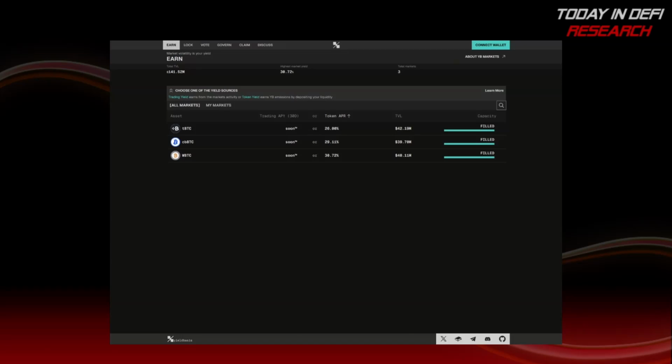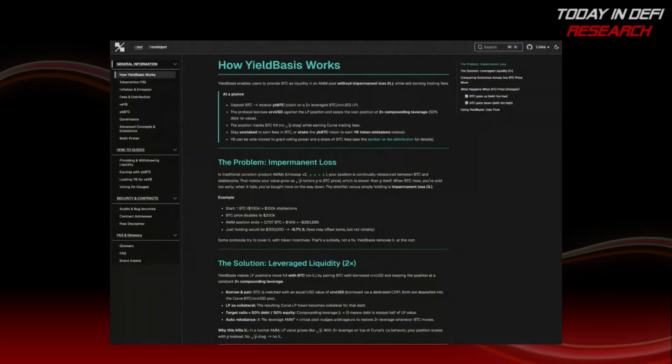In this video, I'd like to first talk about how this works, what the mechanism of YieldBasis is, and later we'll talk about how the yield is generated and where the APY you're seeing here is coming from. So first, let's look at how YieldBasis works.